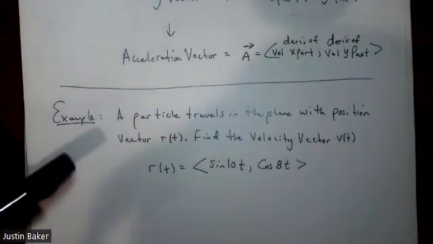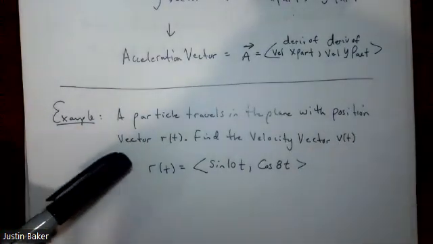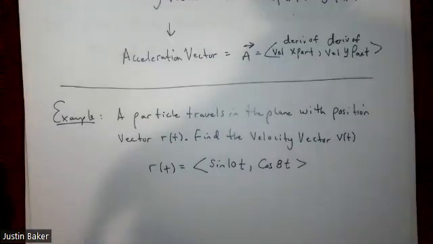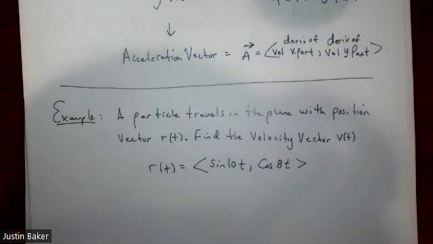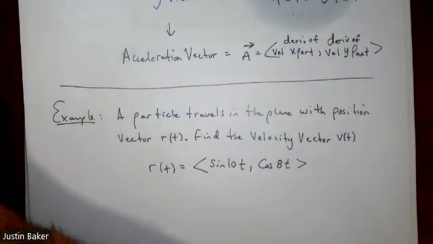Okay, so a particle travels in the plane with position vector r of t. Find the velocity vector v of t. Just keep in mind how we're taking derivatives here. We have chain rule and stuff to apply still.